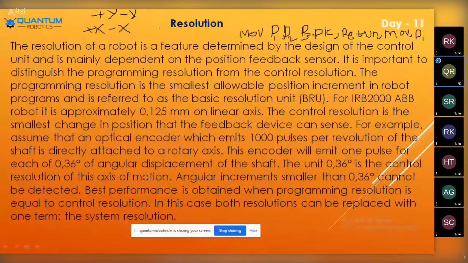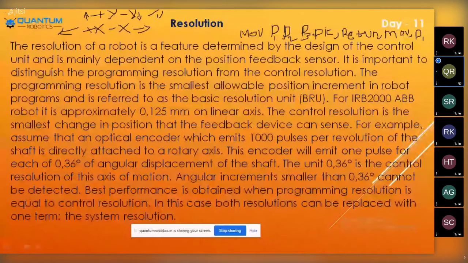This was the command. When we press plus X, it moves to the left side. When we press minus X, it moves to the right side. When we press plus Y, it moves upward in the Y direction. When we press minus Y, it comes downward in the Y direction. When we press plus Z, it goes up on the Z axis. When we press minus Z, it comes downward on the Z axis.